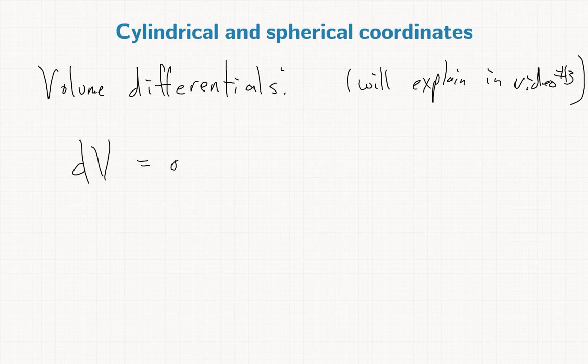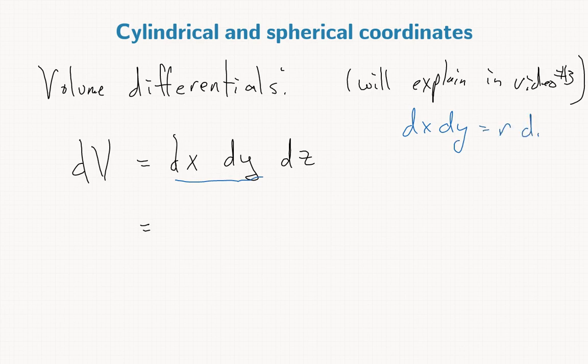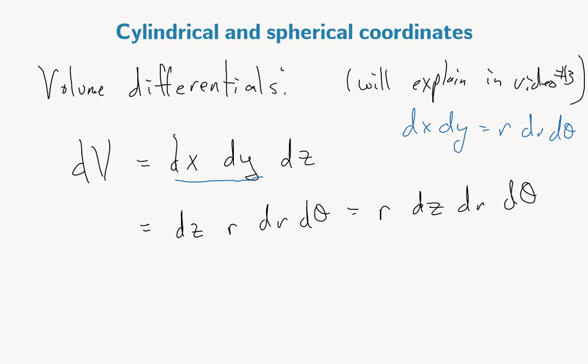So dV, we already know, is dx, dy, dz. Then in polar coordinates, dx, dy, we've already seen is r dr d theta. So the volume differential in cylindrical coordinates is dz r dr d theta. And you could write that in any order. So you could also write that as r dz dr d theta, and many different orders. We can take the integration in whatever order is most convenient. So you could move these around.